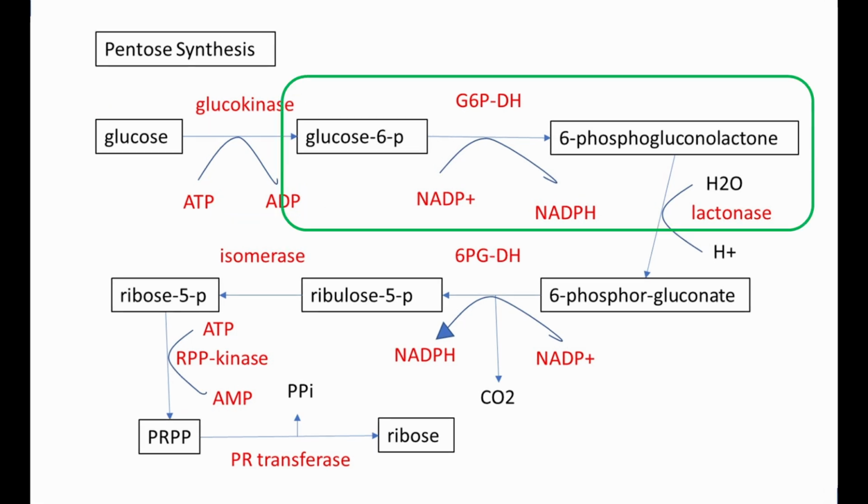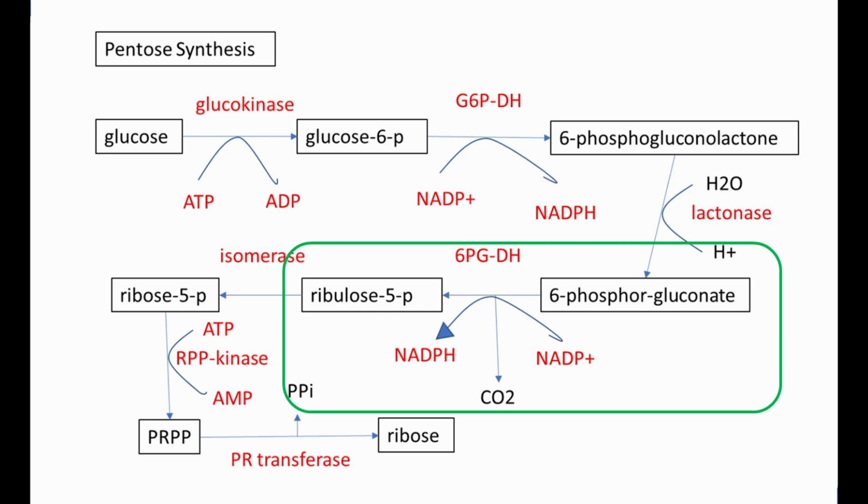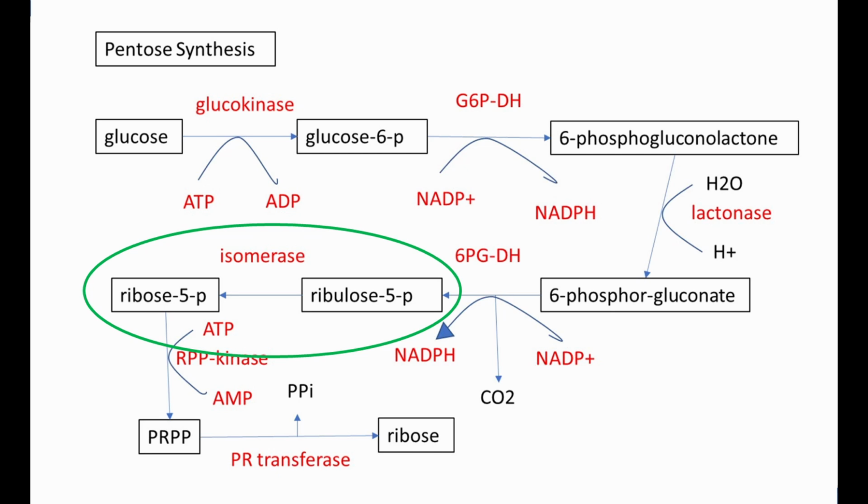In step 2, the enzyme G6P dehydrogenase uses NADP+ to reduce glucose 6-P to 6-phosphogluconolactone. In step 3, the enzyme lactonase uses a water molecule to convert 6-phosphogluconolactone into 6-phosphogluconate. In step 4, the enzyme 6-PGDH uses NADP+ and the removal of a CO2 to convert 6-phosphogluconate into ribulose 5-P. With the loss of a CO2, a 6-carbon molecule becomes a 5-carbon molecule. In step 5, the enzyme isomerase converts ribulose 5-P into ribose 5-P.